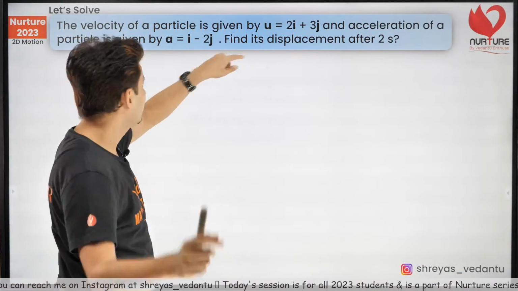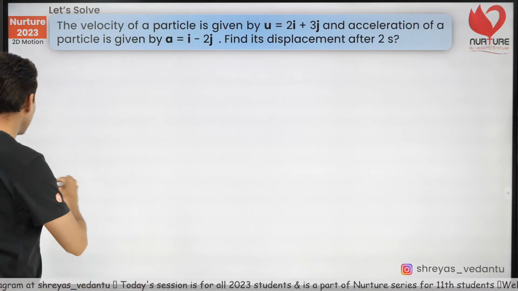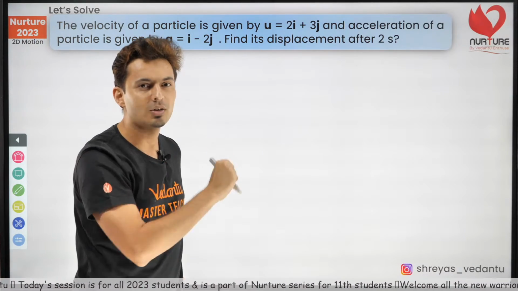Velocity initially is given. Acceleration is also given. And displacement after 2 seconds. This time, I will use that method which I was just talking about.